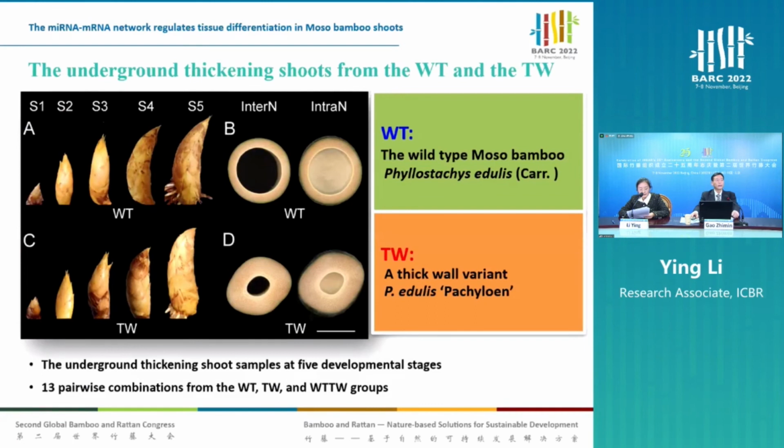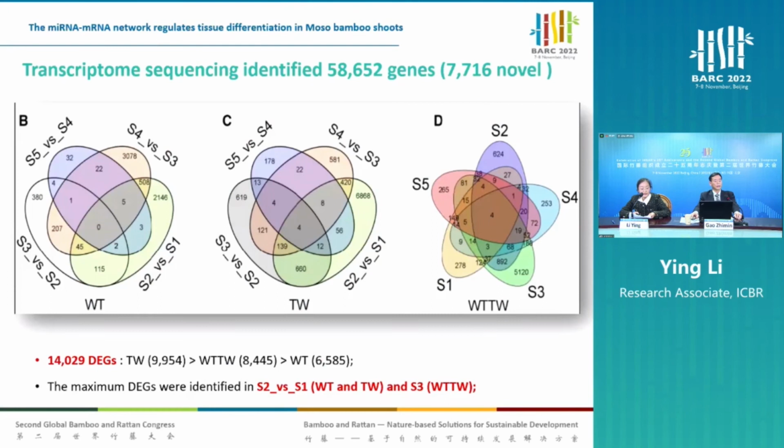Based on these problems, we performed a comprehensive analysis. The plant materials were the underground thickening shoots. They were collected from the wild type moso bamboo and its variant. More than 14,000 differentially expressed genes were identified.